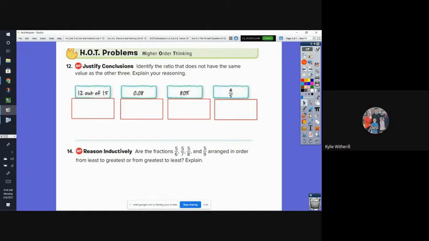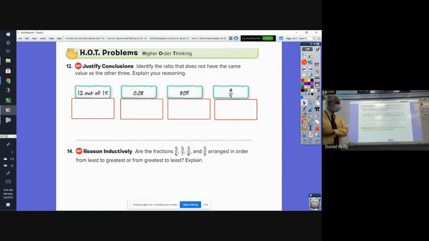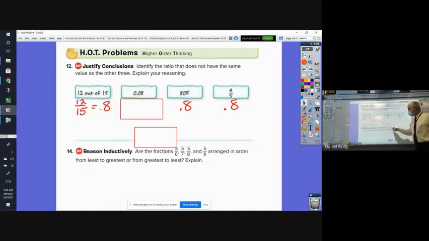Give me one second. I need to go back to the page. I put 0.08 because 0.08 is 8%. And all the other ones are 80%. Yeah, this comes out to 0.8 or 80%. This one's 0.8, 12 divided by 15, and this one is 0.08, okay, which is not the same. All right, number 14.